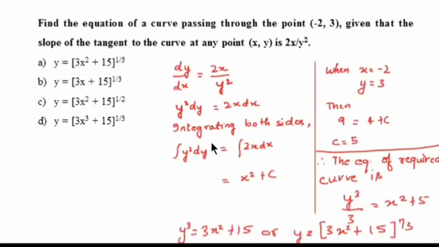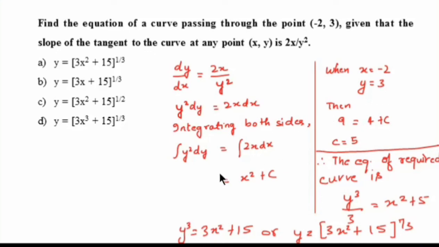The next question is, find the equation of a curve passing through the point (-2, 3), given that the slope of the tangent to the curve at any point (x, y) is 2x upon y squared. So the slope of the given curve is given by dy upon dx equal to 2x upon y squared, as it is given. So we can just cross multiply and write it like this.